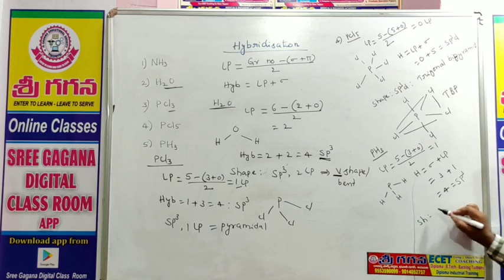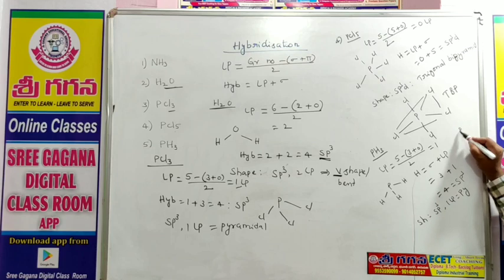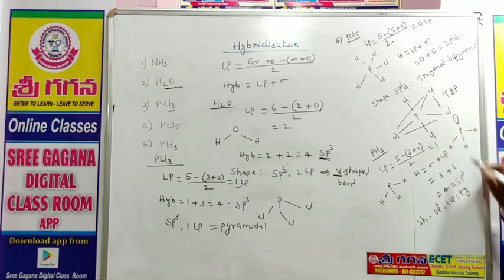And the shape, for sp3 hybridization, if one lone pair of electrons is existing, will be pyramidal. How will this pyramidal shape be? This will be phosphorus, H, H, H. Here will be the lone pair of electrons. This will be the pyramidal shape.